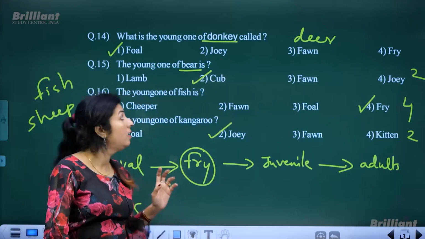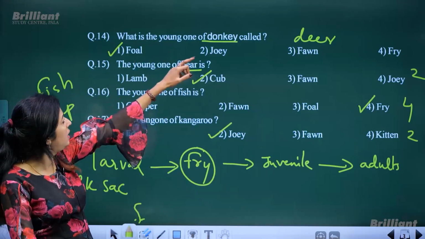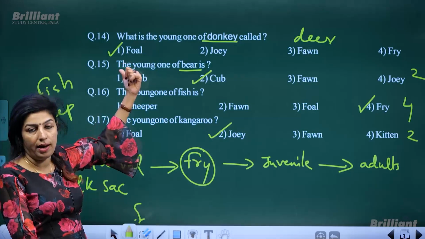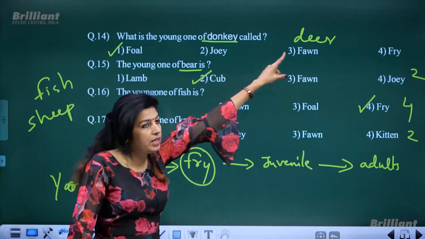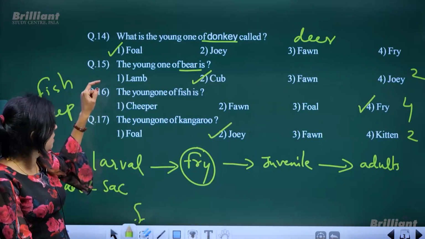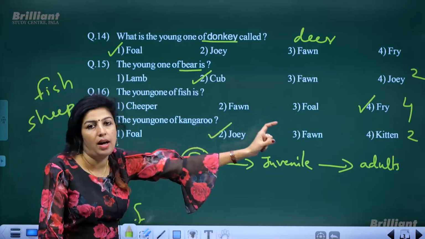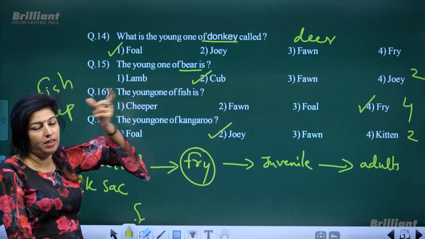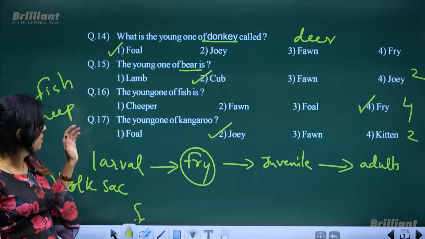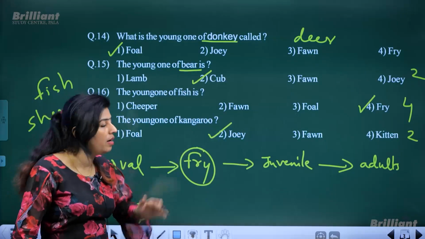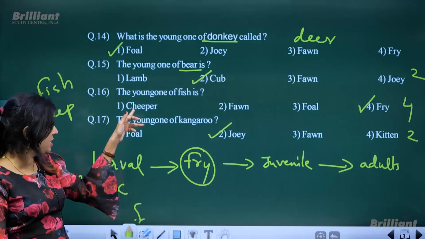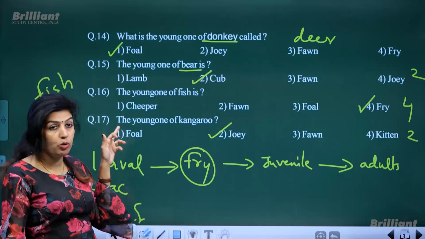Okay, very useful. So young one of a donkey or mule is a foal, F-O-A-L, foal. Then fawn is used for young ones of deer. Then young one of a bear is a cub. The young one of fish is fry. Funny, but still. Then young one of a kangaroo is called a joey. Okay. So cheeper is a word which we use for what?